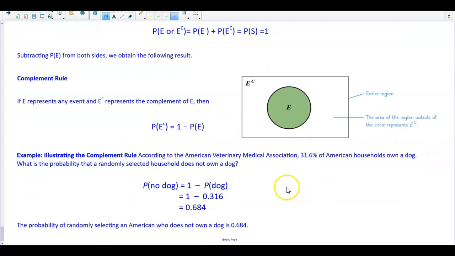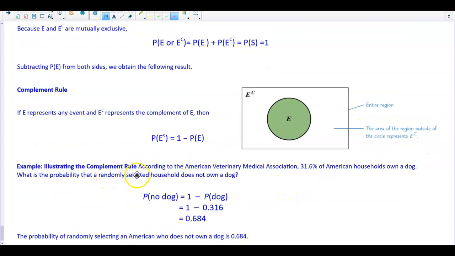So let's take a look at an example, illustrating the complement rule. According to the American Veterinary Medical Association, 31.6% of American households own a dog. What is the probability that a randomly selected household does not own a dog? So what we need to do is find the probability of no dog. Well, it's going to equal 1 minus the probability of a dog.